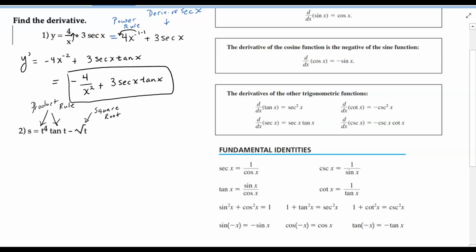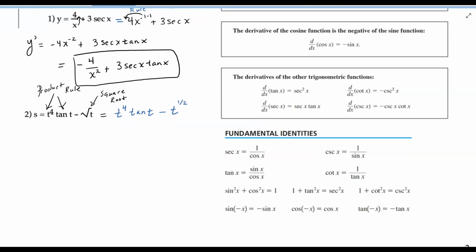You've got to think algebra. Think algebra. So let's go ahead and rewrite this, and I'm going to use a different colored pen here to rewrite it. t to the 4th tangent of t minus t to the 1/2 power, because the square root is the 1/2 power. I'm going to look at that derivative first, but let me just label here that this is u and this is v, and we're going to apply the product rule.